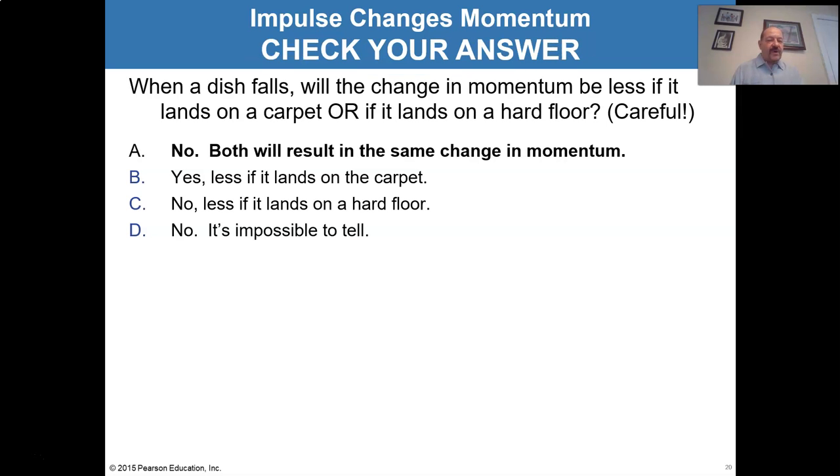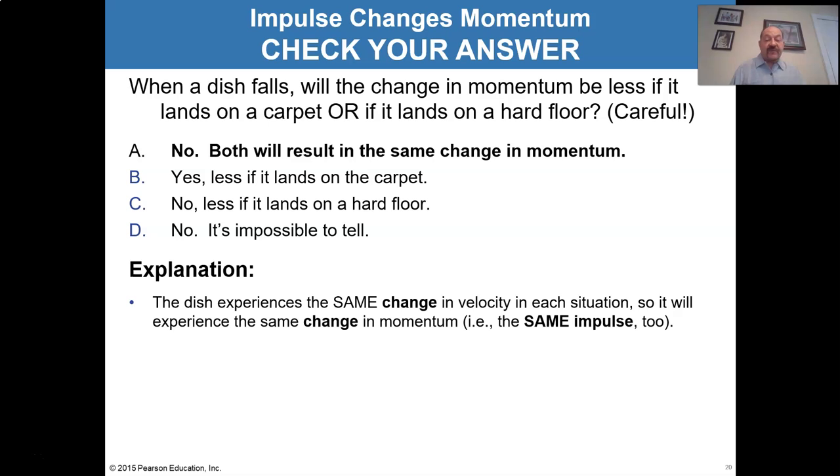Well, I think we know by now they both have the same change in momentum. It happens in a different way over a longer period of time on the carpet than on the hard floor. So the force will be less on the carpet than it is on the floor. But they'll both feel exactly the same change in momentum. They both had the same speed when they hit. They both slowed down to the same zero velocity. So they both had the same change in momentum. It just happened in a different way.